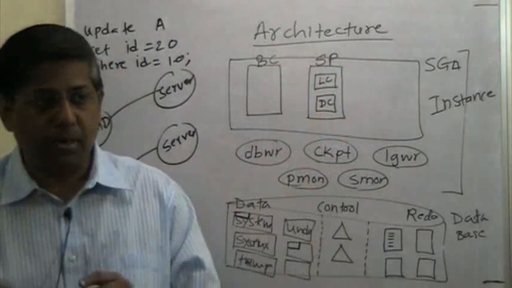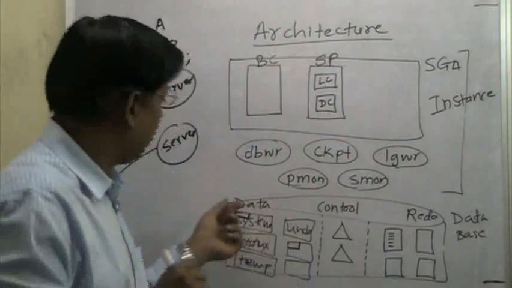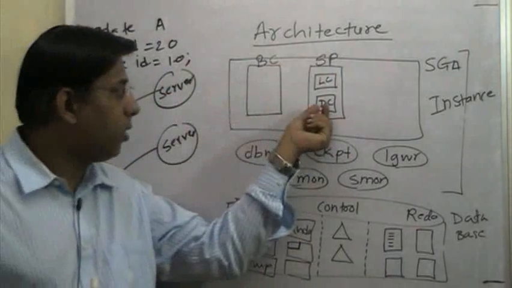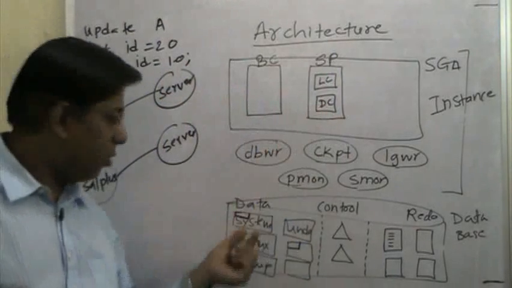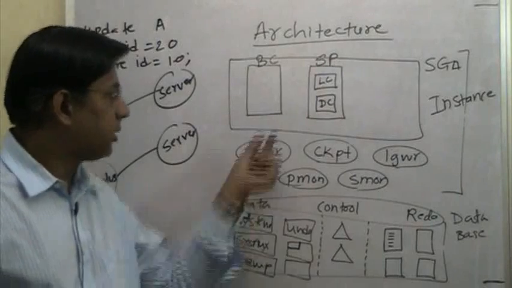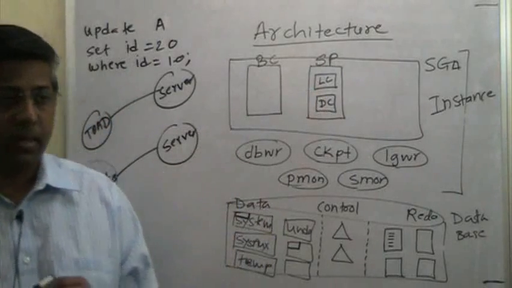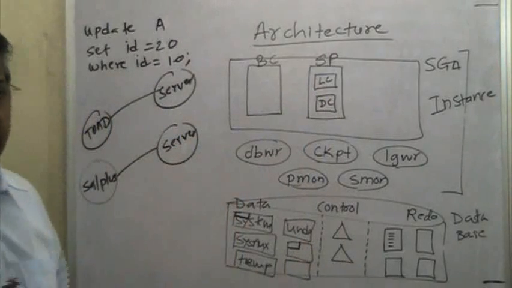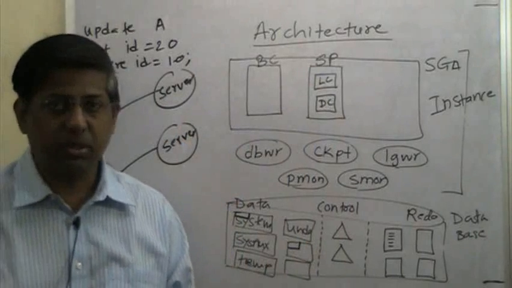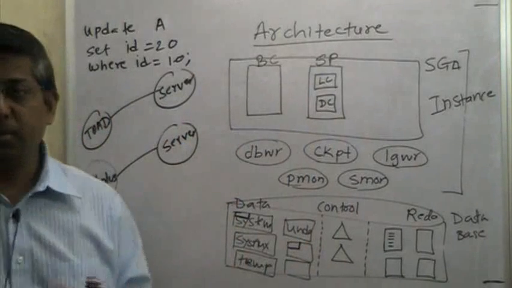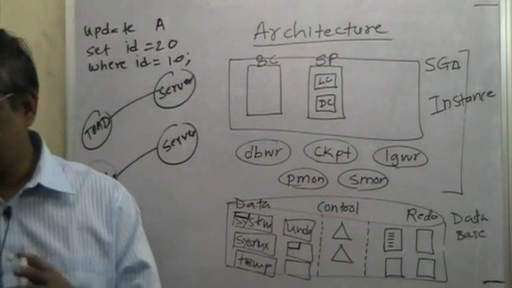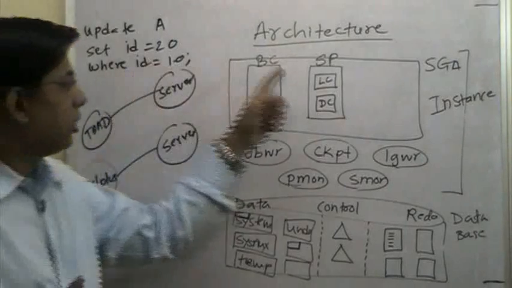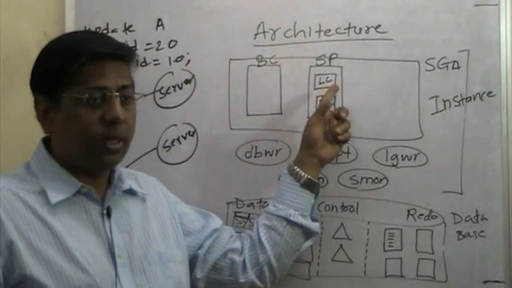This is very important: only if the information required by the server process to do the parsing is not already in the dictionary cache will it be brought from the disk. The information will come over, and the semantic check will finish. It will also check the permissions, and finally the execution plan will be generated by the optimizer. The optimizer is a set of programs, a set of algorithms. The optimizer will generate that execution plan. Where will that execution plan be stored? It will be stored in the library cache.